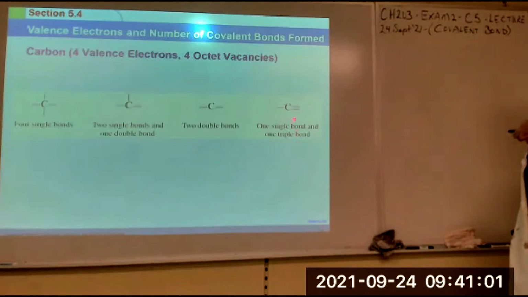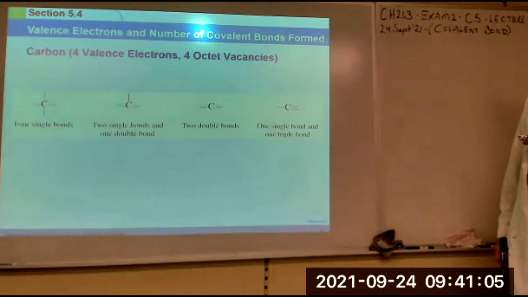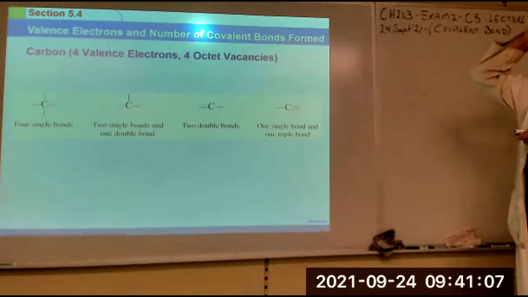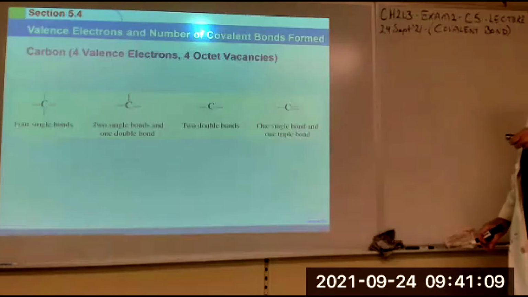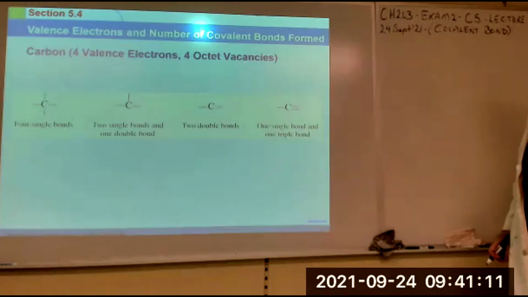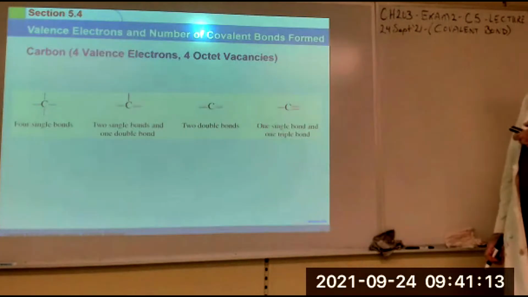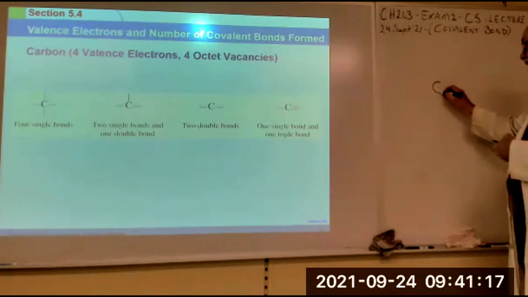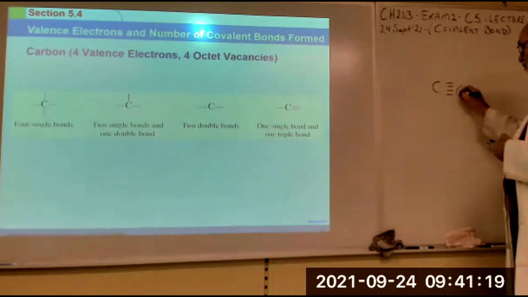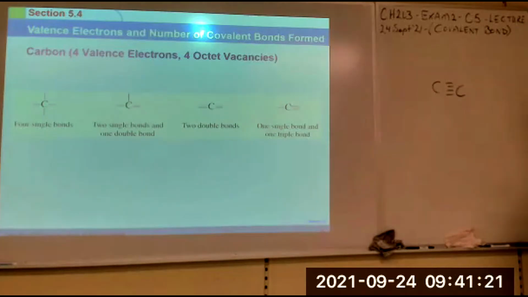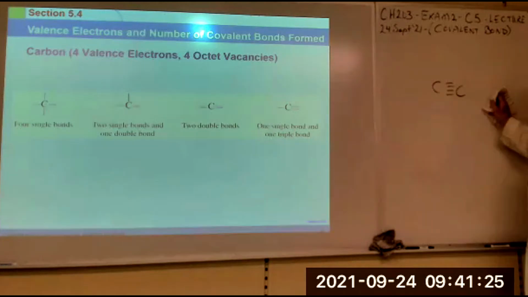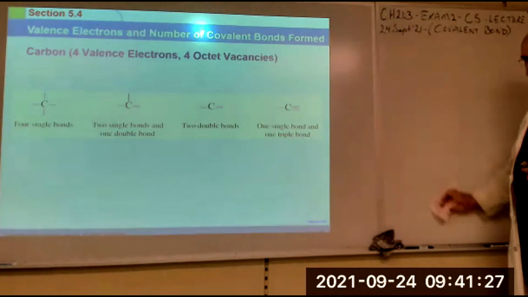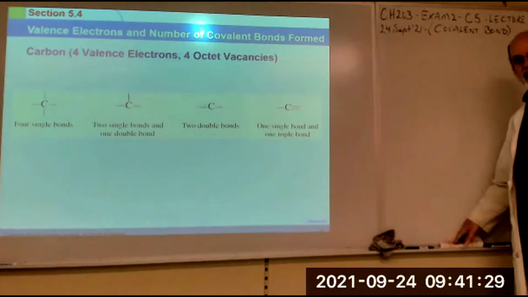Now, why don't we have a quadruple bond in there? In order to do that, you need another atom that also needed 4 electrons. Right? So maybe you could do that with a carbon. I bet somebody's tried. I just don't know of an example. I haven't heard of that compound being formed.